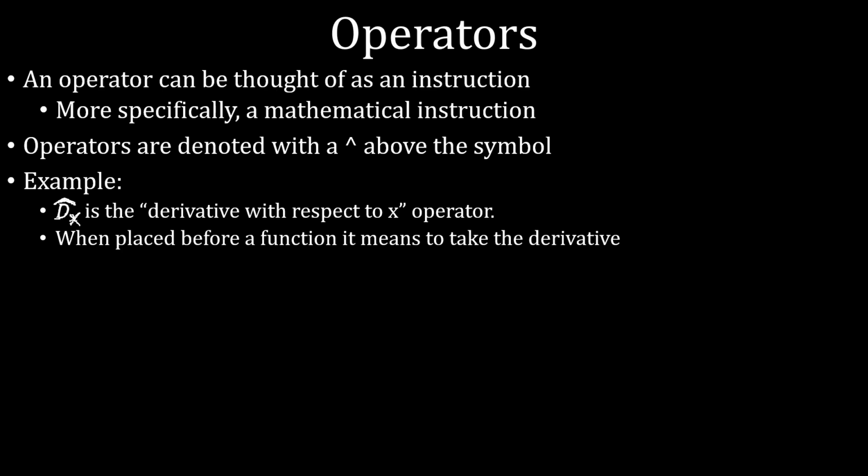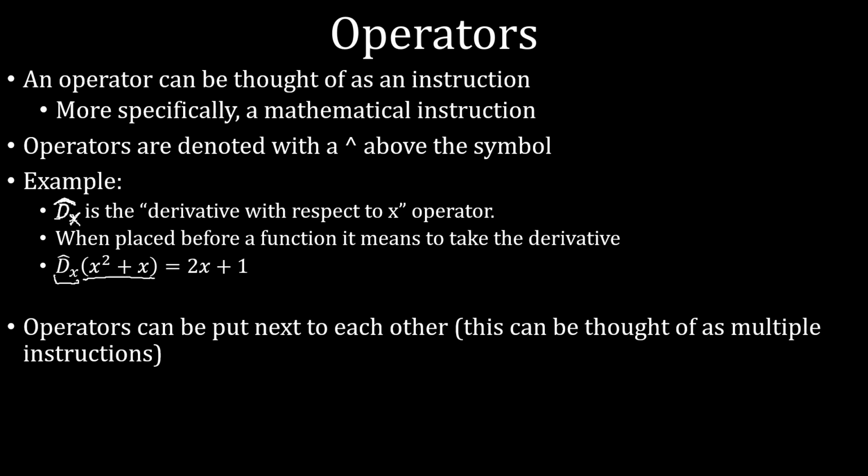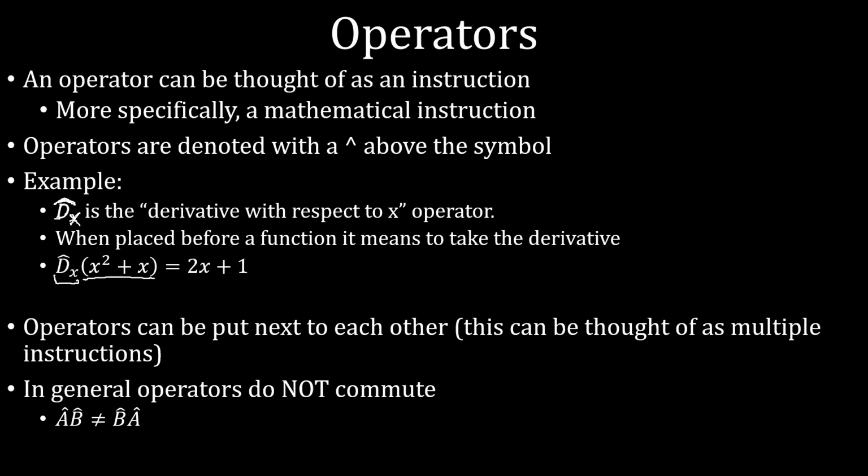And when we place this before a function, this operator or instruction says to take the derivative of that function. So for example, the derivative of x squared plus x would be 2x plus 1. This operator here tells us we're going to take the derivative of what's in the parentheses, and then we'll get the result on the other side. So operators can be put next to each other. We could have two operators, for example, or three operators next to each other, and this could be thought of as multiple instructions. So in general, operators do not commute though.